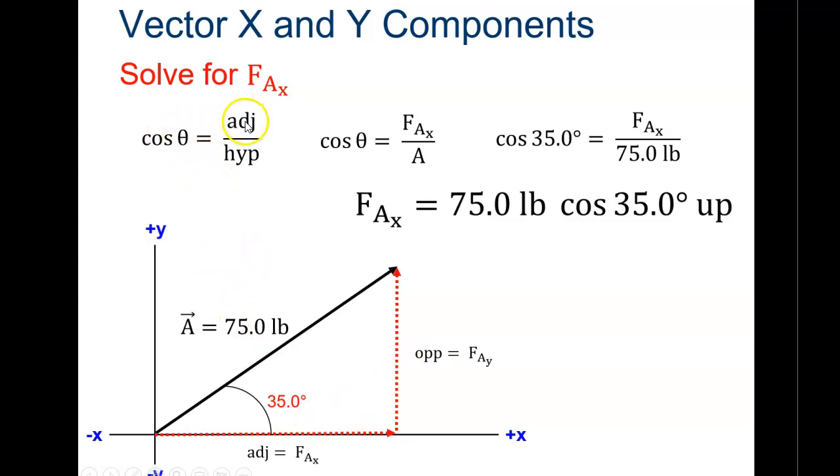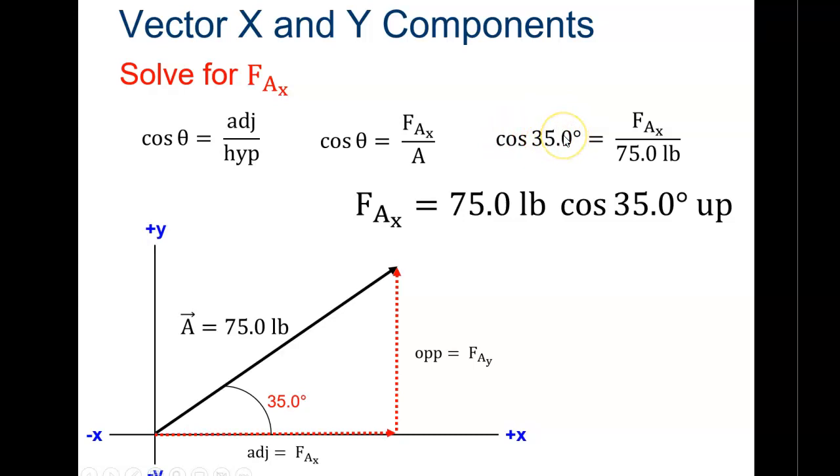Cosine is equal to the adjacent divided by the hypotenuse, or CAH, right? Fill it in. What is adjacent? FAX right here. And then what is hypotenuse? Hypotenuse is your vector A. So you just have to fill those in. We know we have 75 pounds for the vector. We know we have 35 degrees for this angle theta. So we can fill those in.